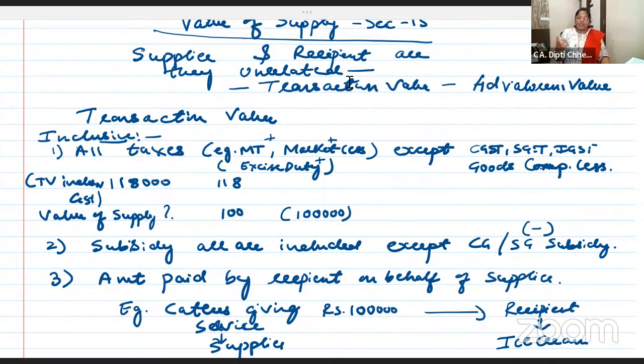So transaction value, once they say it is inclusive of GST, so it's 118. 18% GST inclusive, so 118. Then how much will 100 be? Can you cross multiply and calculate?